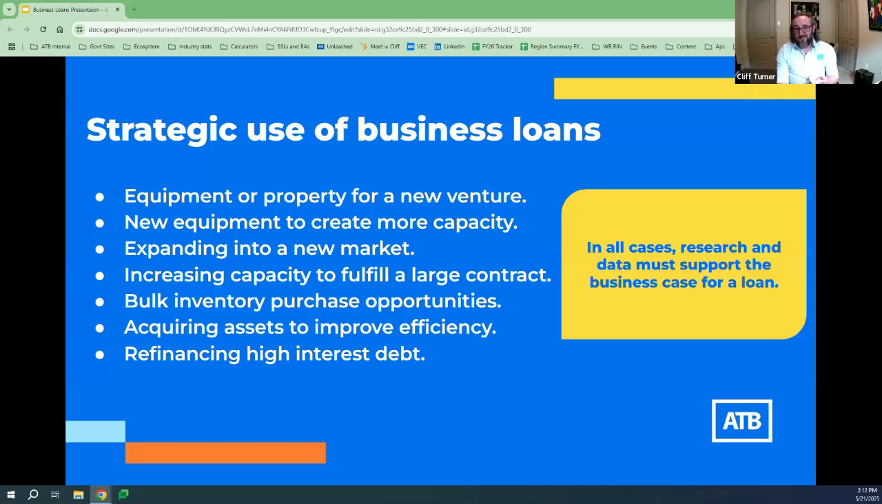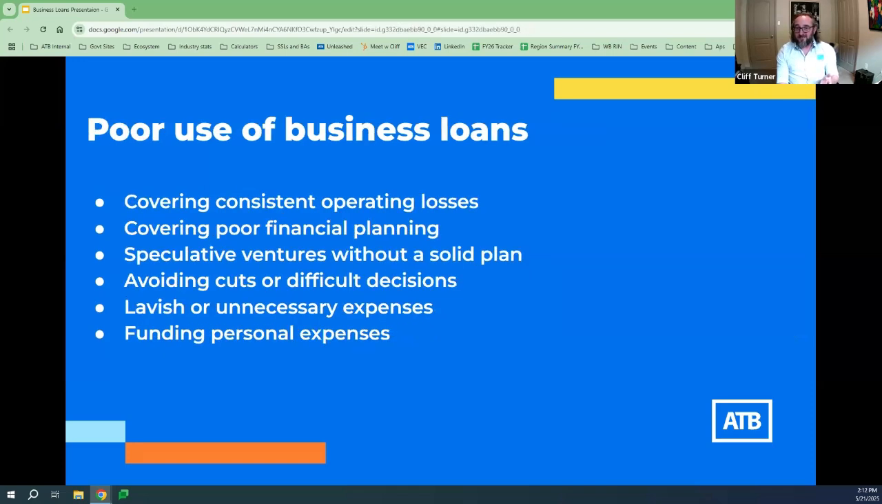Now, that being said, there's also a lot of maybe not so wise reasons to look for a small business loan. So this is just a few examples. But one of them, and probably the one that comes up a lot in my dealings anyway, is people who are looking for funding to cover over consistent operating losses. Now, this is not a time to take on a loan in just about every case.